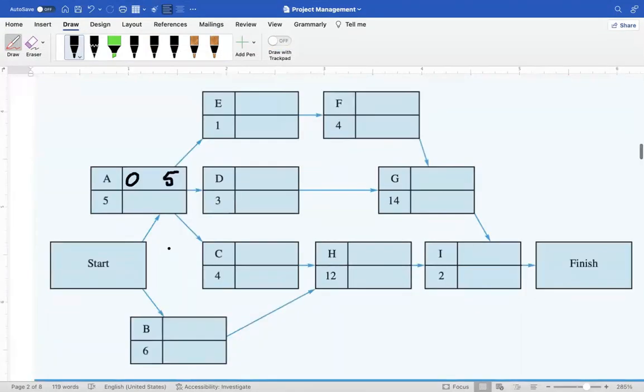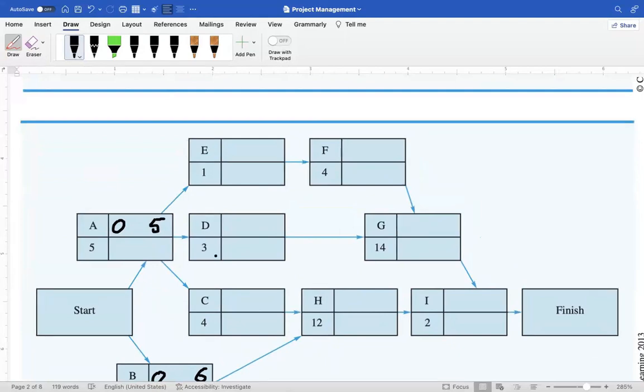finish is 5. Similarly, if we talk about this activity B, when does this activity start? This activity starts at 0 time and then it takes 6 weeks. So which means this activity will finish after 6 weeks. So I write here 6, which means 0 plus 6.